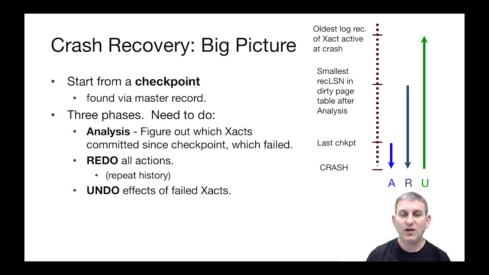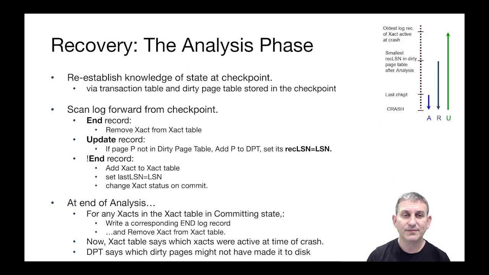Finally, at that point, we will undo the effect of failed transactions by working the log backwards from the end to the oldest log record of any transaction active at the time of crash. So 3 phases: analysis, which is forward from the last checkpoint; redo, which is forward from the smallest recLSN in the dirty page table; and undo, which starts at the end and goes backward until we hit the oldest log record of the transaction active at the time of crash.